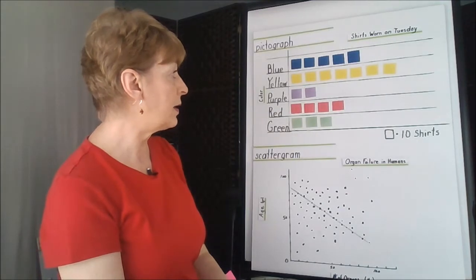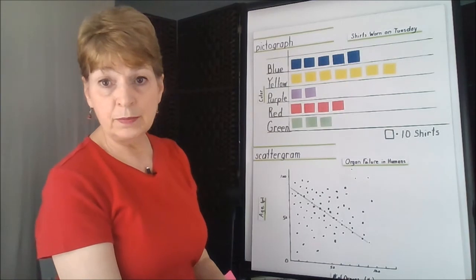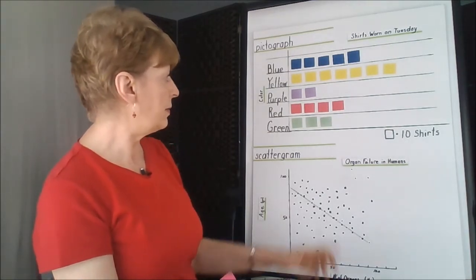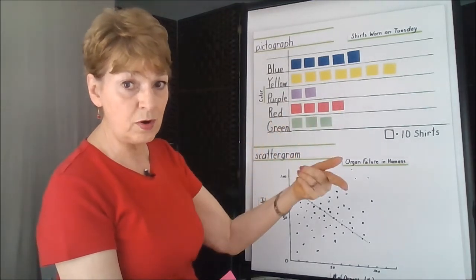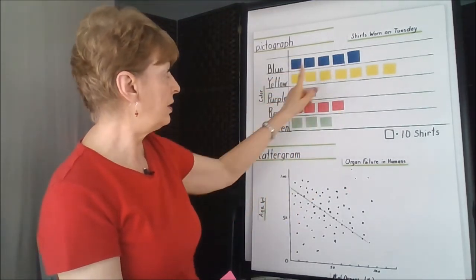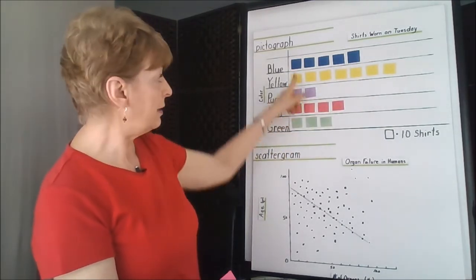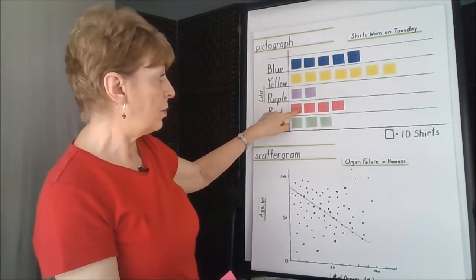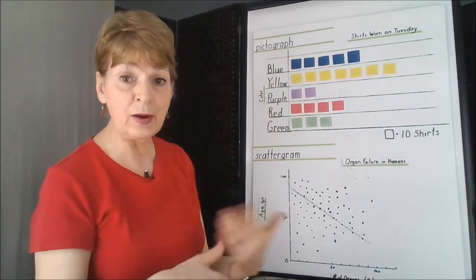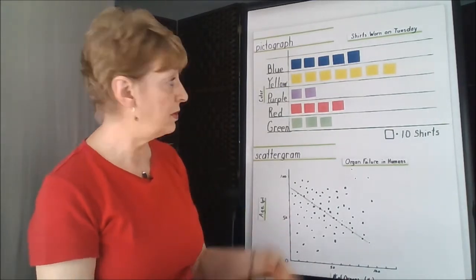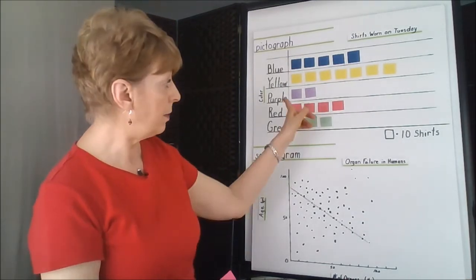What color has more than 4 blocks on them? So you can't say red, that has exactly 4. This was asking more than 4. So we would have blue and yellow. Maybe the question would be, if you added the blues and the reds, would that be more or less than the yellows? You see how they will play around with this data? So those kinds of questions might be asked on a pictograph.